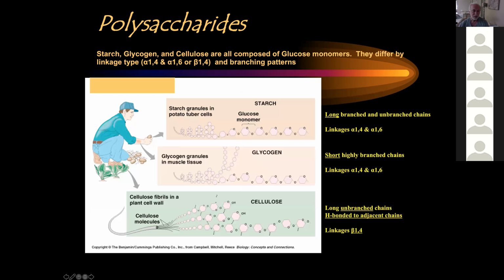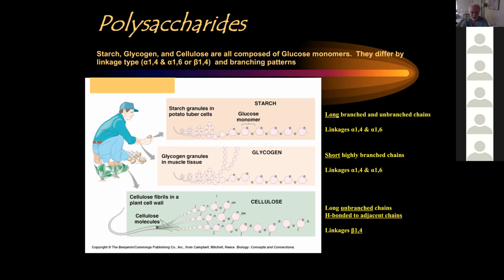Now, polysaccharides are long chains of monomer sugars. Good examples are starch, glycogen, and cellulose. The interesting thing about these polymers is that they're all polymers of glucose. So what makes them different? Well, they differ by the linkages between the sugars, between the monomers, and by their branching patterns.